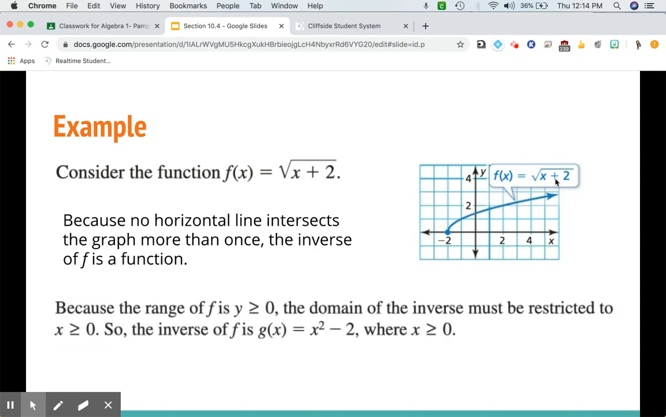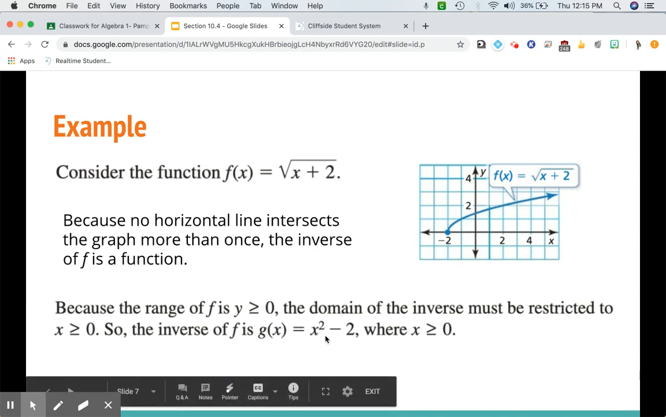And then here's where the domain and range part come in. Because the range of f is y is greater than or equal to 0, because it's above your x-axis, the domain of the inverse must be restricted to also just x is greater than or equal to 0. So the range becomes the domain, and the domain becomes the range. Just like you switch the x and y's, the domain and the range switch as well. So the inverse, which we said is the quadratic, x squared minus 2, is strictly restricted to x greater than or equal to 0 based on this graph that we were given.